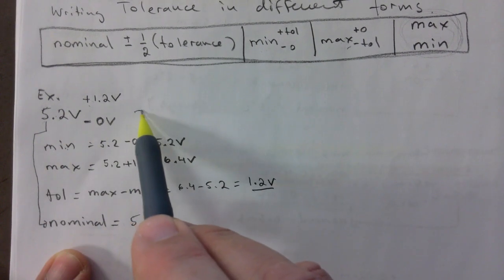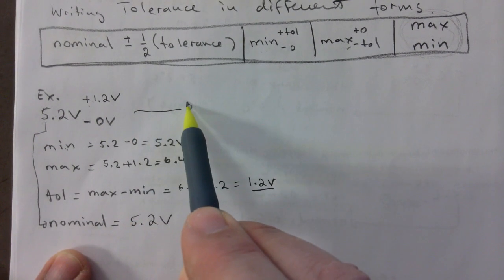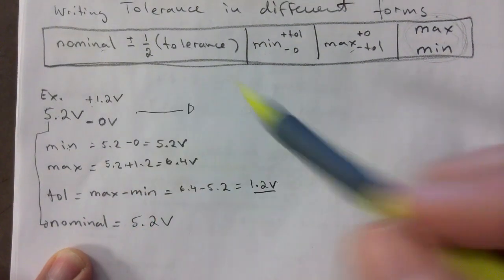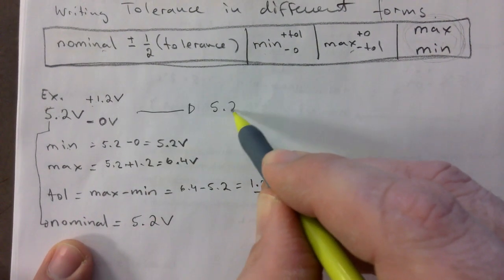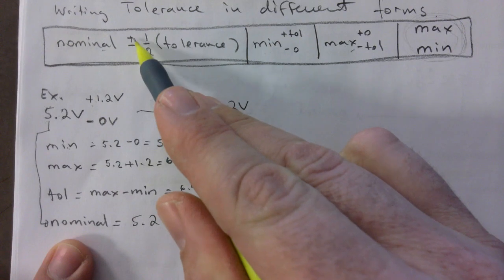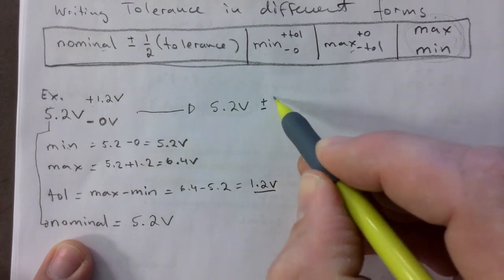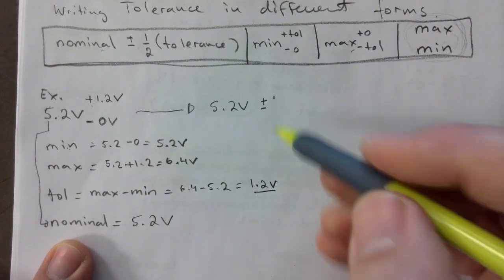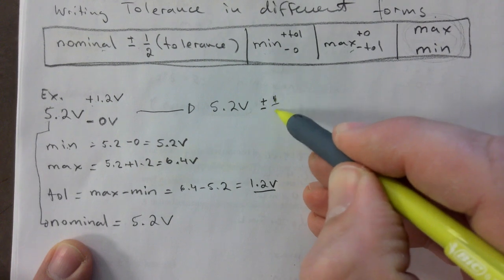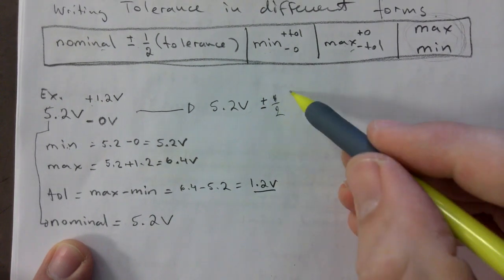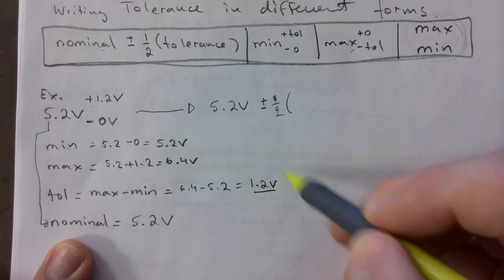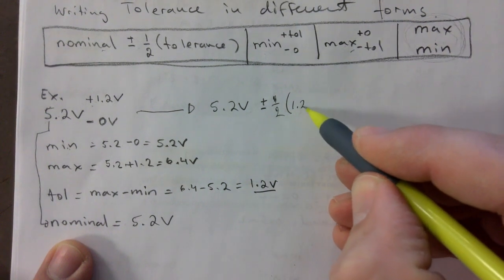So we can go arrow this way. The nominal is 5.2 volts. Then we go plus or minus 1/2 the tolerance. And the tolerance is right here, 1.2 volts.